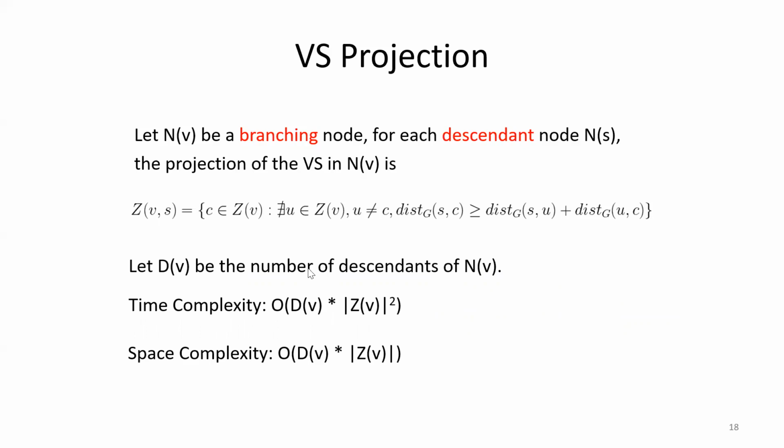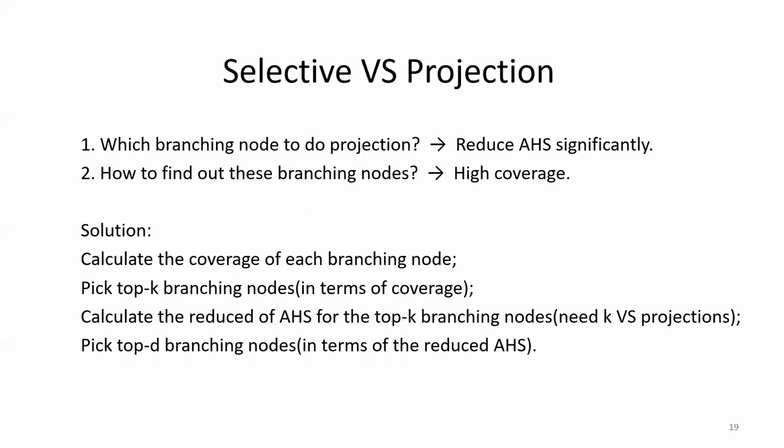But we should limit the number of branching nodes doing the projection because it's time consuming and space consuming. So we propose the static VS projection. The idea is to set some branching nodes which can reduce the average hop size significantly. The feature of these branching nodes is that they have a high coverage.